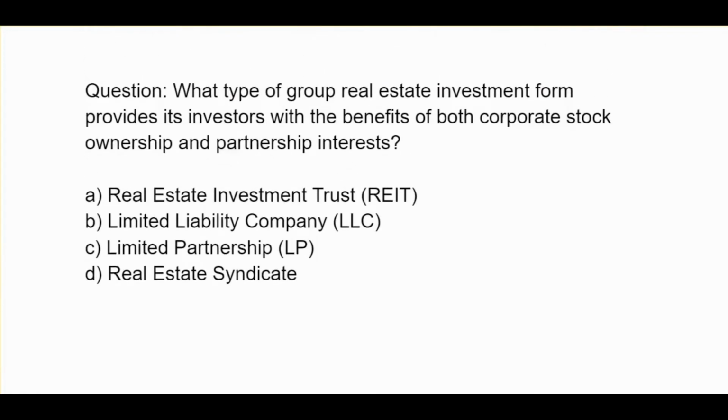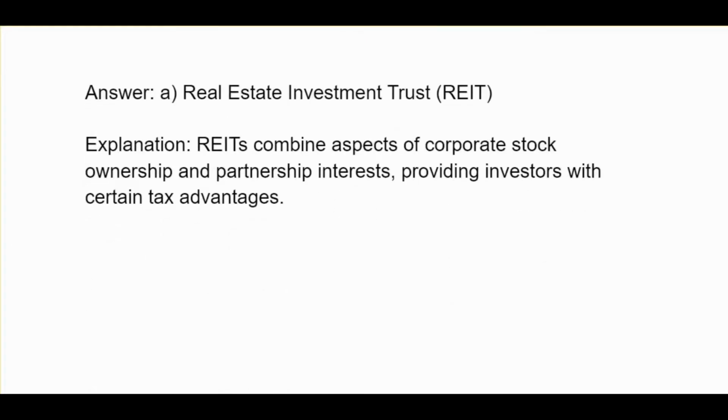What type of group real estate investment form provides its investors with the benefits of both corporate stock ownership and partnership interest? A, real estate investment trust. B, limited liability company. C, limited partnership. D, real estate syndicate. A, real estate investment trust. REITs combine aspects of corporate stock ownership and partnership interest, providing investors with certain tax advantages.